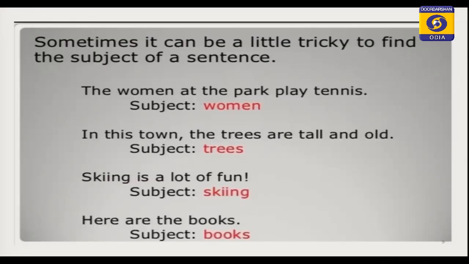Here, actually, the sentence is the books are here. Here is an adverb. We will discuss it later in our next class. The books is a noun and books is the real subject. Clear? So this is all about declarative sentences.